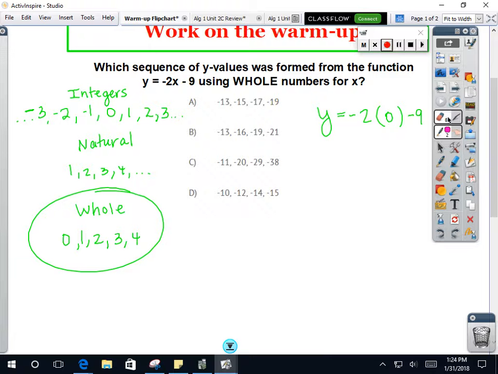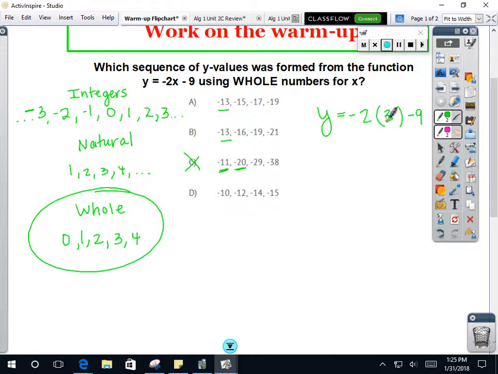So then I'm going to move on to the next whole number, which would be 1. Y equals negative 2 times 1 minus 9 equals what? Negative 11. Okay, but you can't automatically just circle C and be done, because now I'm going to plug in the next whole number, which is 2. What does that become? Negative 13, and that's not it. So C's out. It could be A or B, but now let's plug in the next whole number, which is 3.